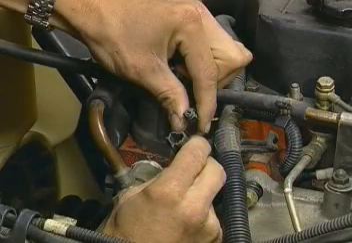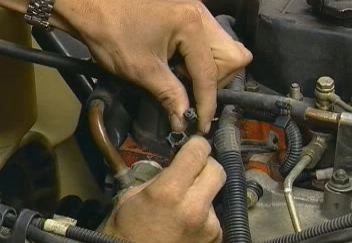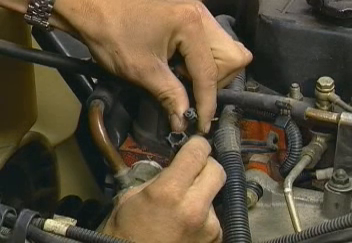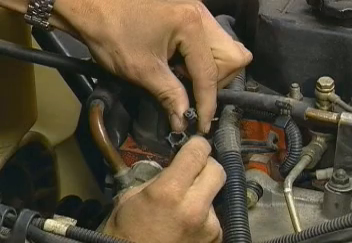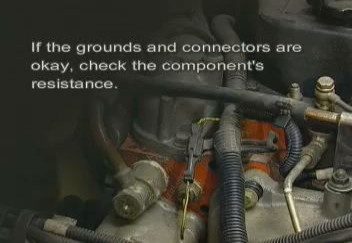Unusually high voltage drops across switches, connectors, or grounds are an indicator of high resistance, so check to make sure the connectors and grounds are clean and making good contact. If the grounds and connectors are okay, check the component's resistance.